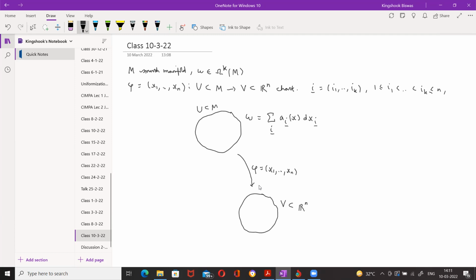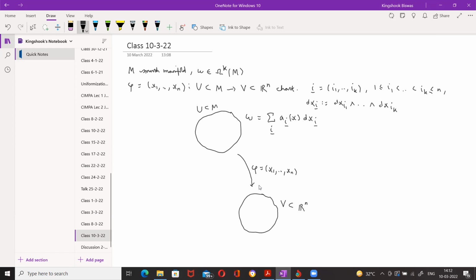Okay, then we'll use the notation dx I bar will be dx I1 wedge dx I2 up to dx Ik. Okay. This is just a compact notation, all right? So any omega we can write in terms of these dx I bars, right?